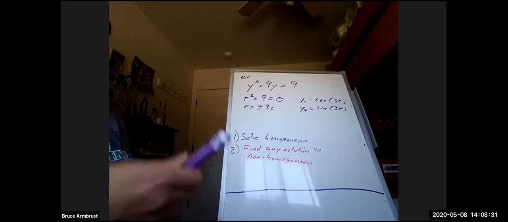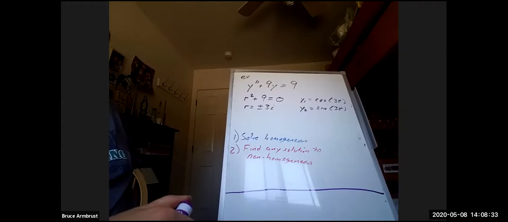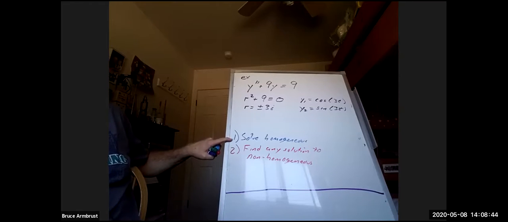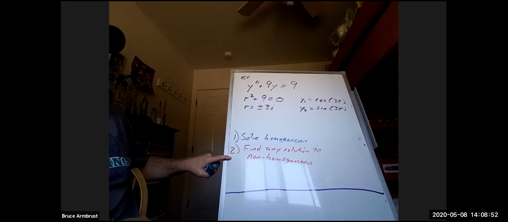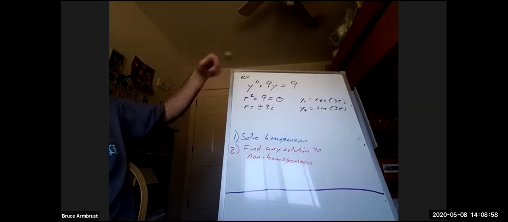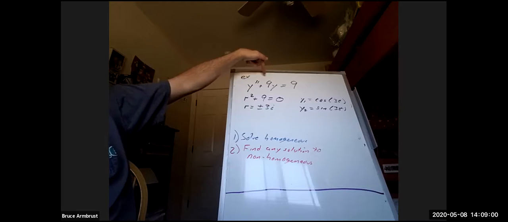So y1 is going to be cosine of 3t, and y2 is going to be sine of 3t. So that was step number 1. We solved the homogeneous. So now comes the hard part. Now we need to find any function, some function that will make this equation true.